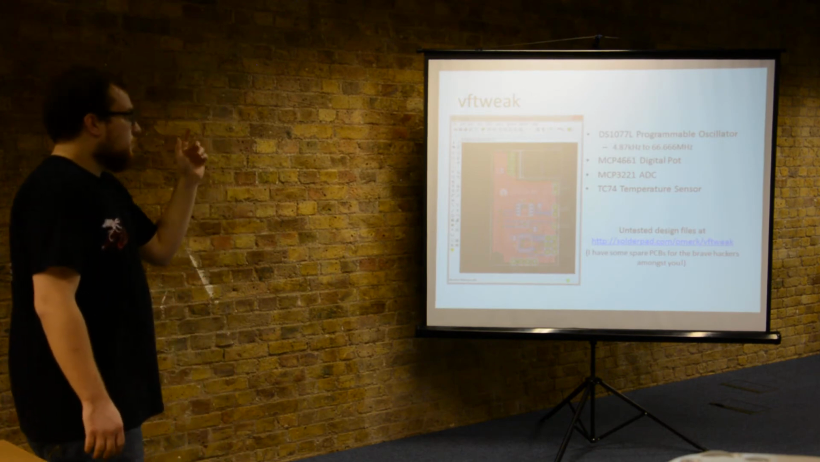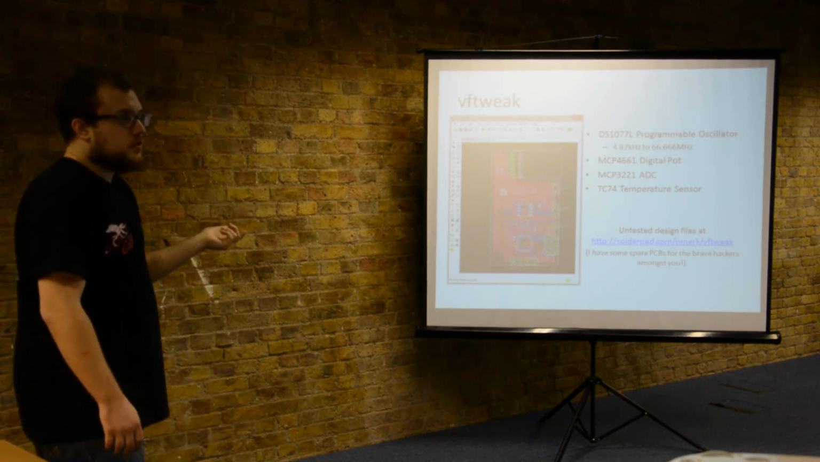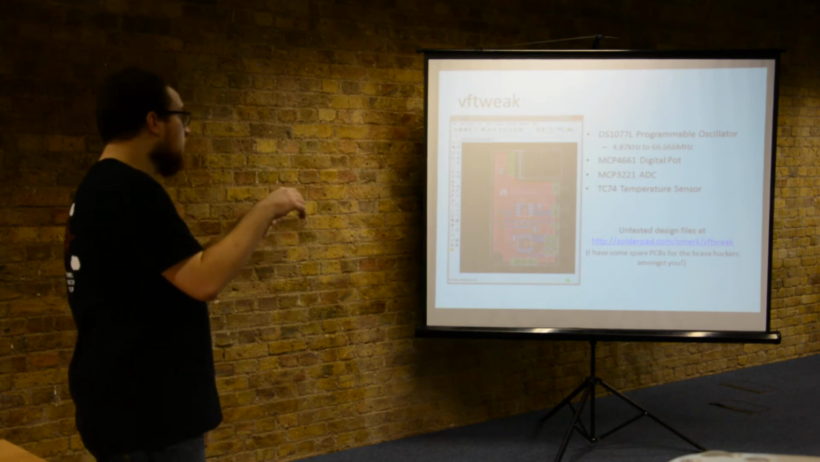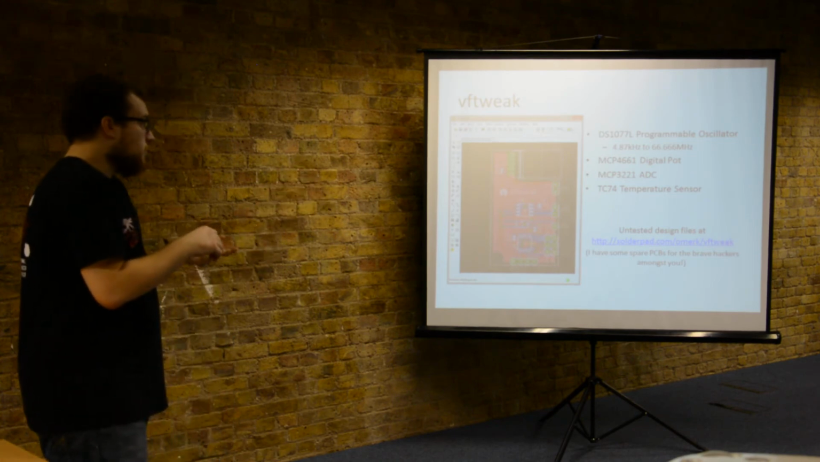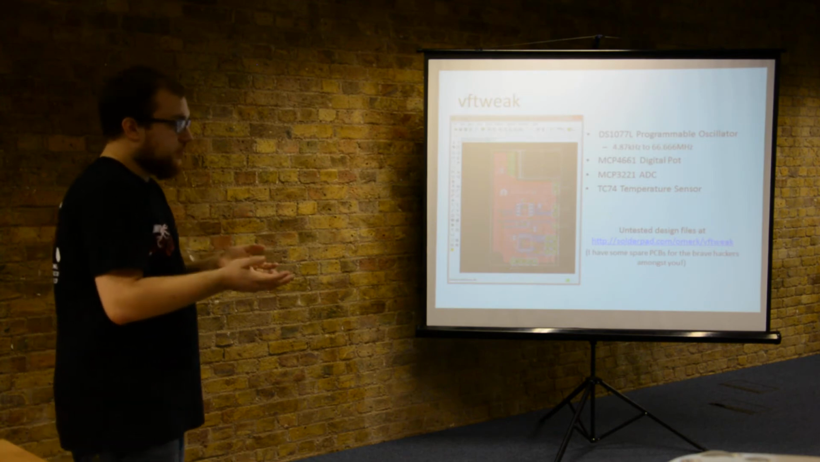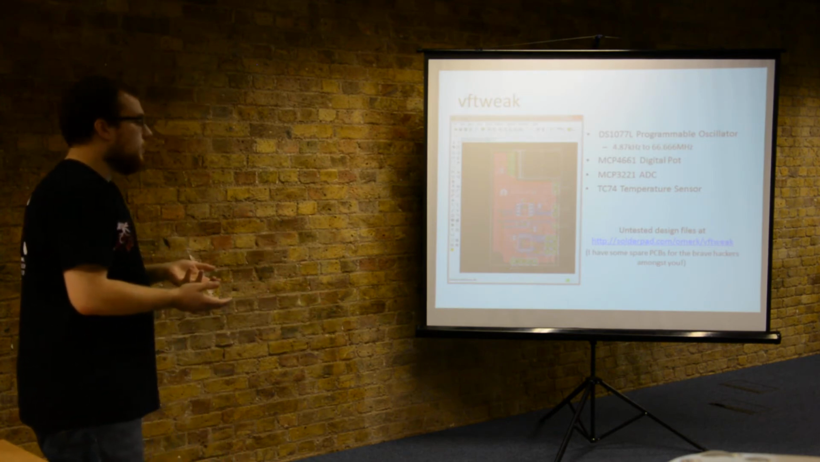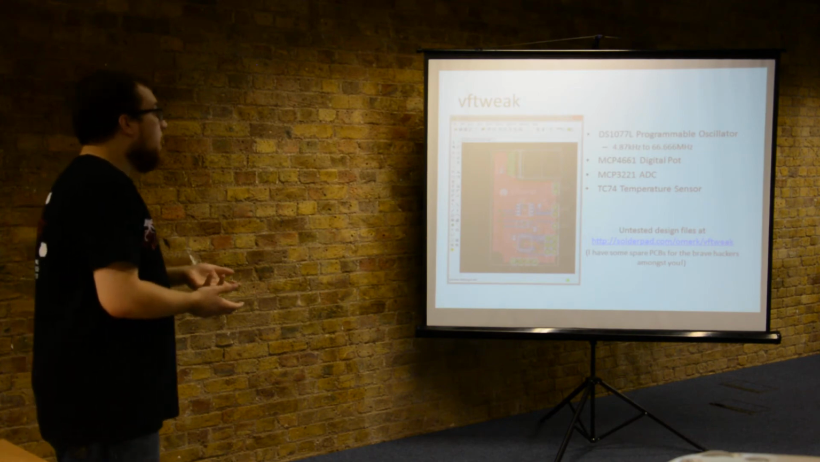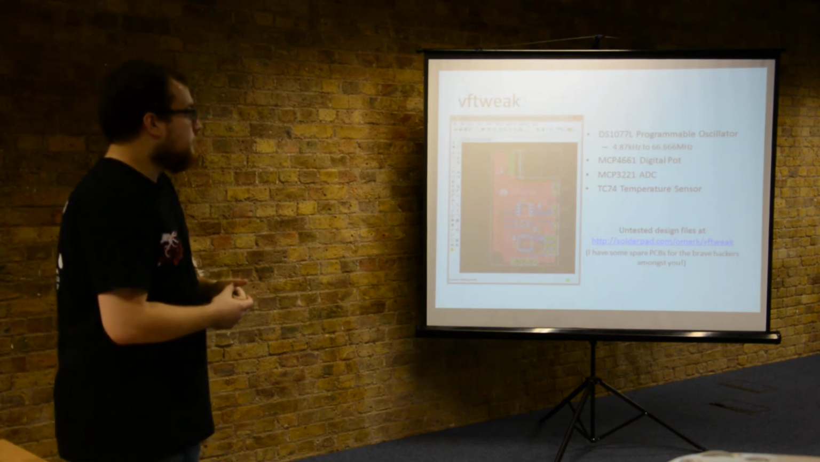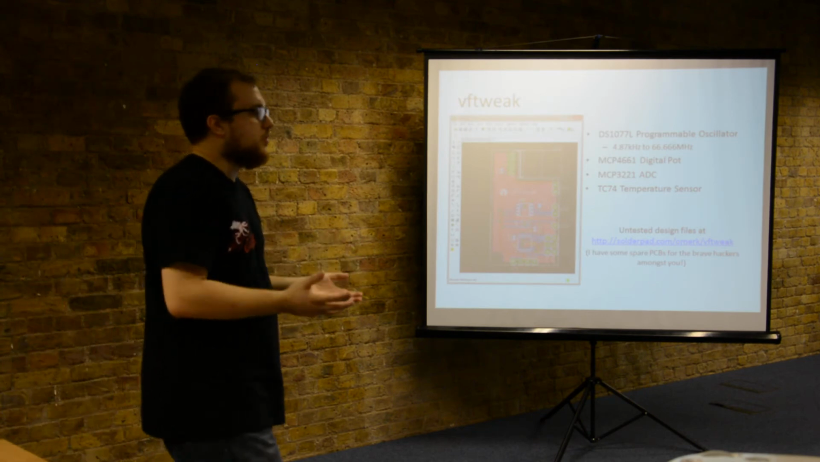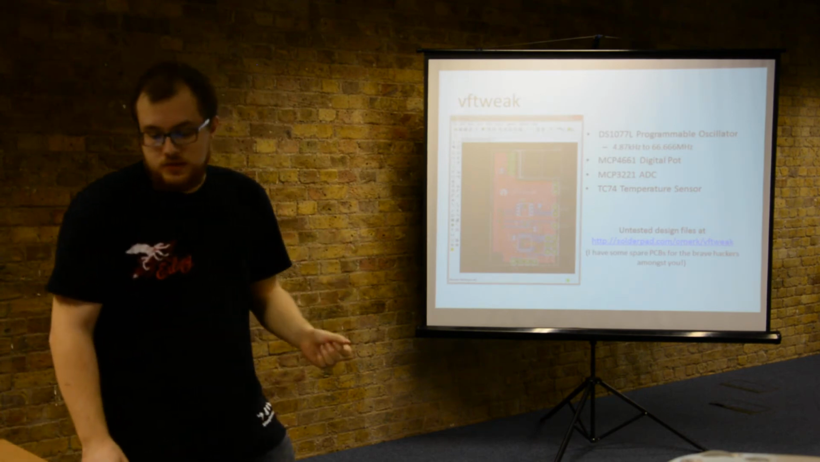It has a digital potentiometer that you can use to change the resistor values on the buck regulator. And there's also an analog to digital converter to figure out what sort of voltage we're actually getting on the output of this chip. And because I'm somewhat paranoid, I also included a temperature sensor because I wanted to see how hot or how cold this was running.